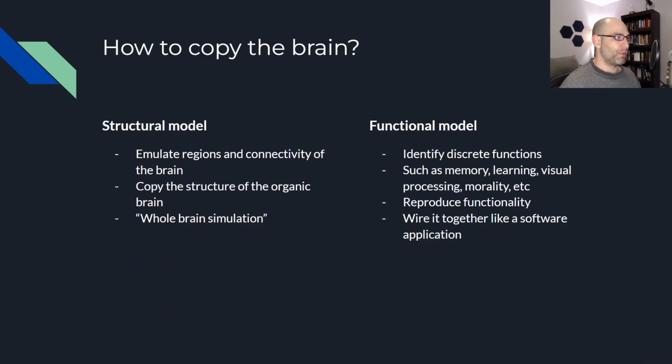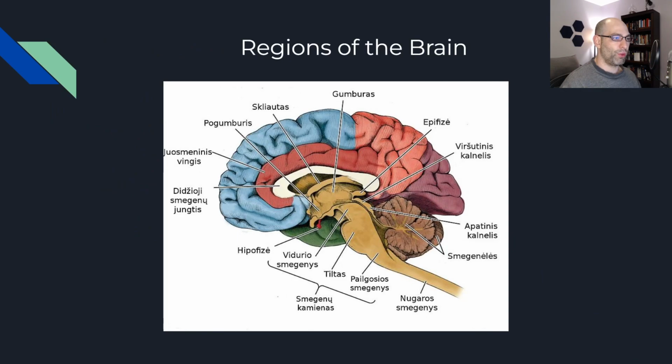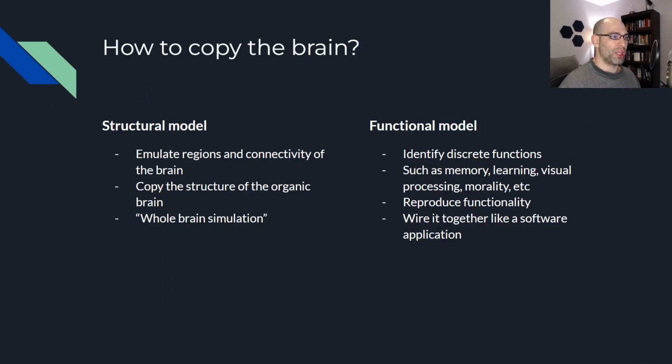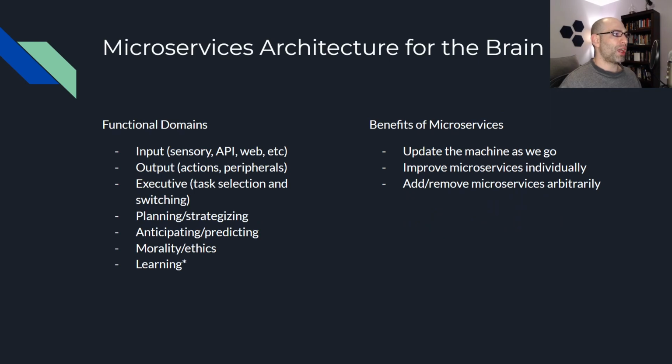Okay, so we've got the structural model and the functional model. I prefer the functional model because we don't have to reconstruct a brain with 400 million or 3.5 billion years of evolution. We can just design something from the ground up that's better. Okay, so microservices architecture of the brain, how would we do this? What are some of the domains?